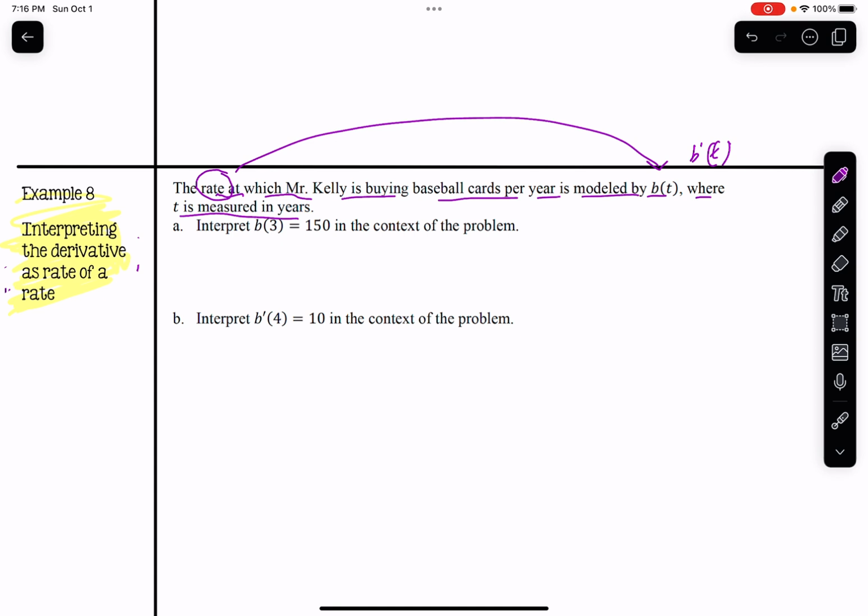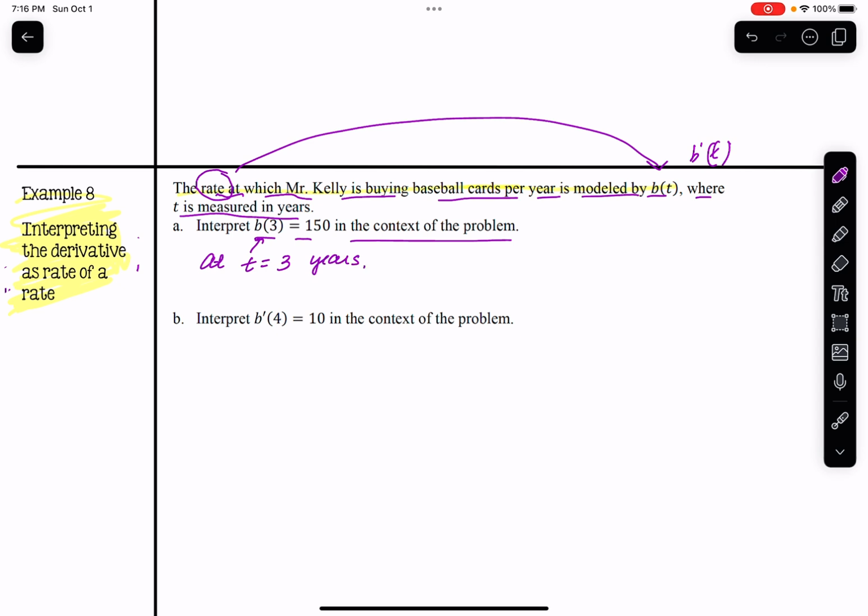Okay, so let's look at A. It says interpret B of 3 equals 150 in the context of the problem. We're just talking about the function, which is the rate at which Mr. Kelly is buying cards per year, modeled by B of t. So we have to mention rate because this is already a rate. Always start like this: at t equals 3 years, right?